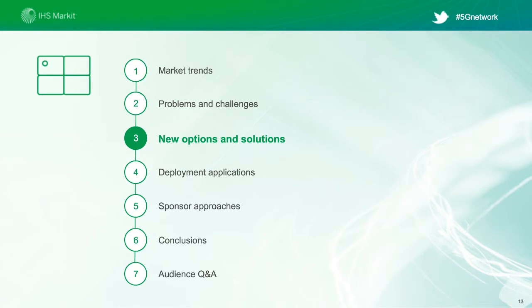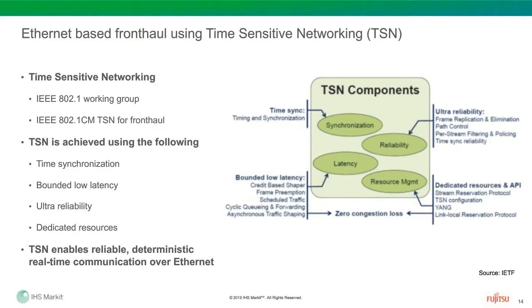Great. Thank you, Richard. Well, the IEEE has defined a series of standards via the 802.1 working group in support of time-sensitive networking, or TSN, to be used for Ethernet-based fronthaul. TSN is achieved using 4 components for time synchronization, bounded low latency, ultra-reliability, and dedicated resources. Time synchronization uses both Sync-E and 1588v2, where TSN network elements can operate as a boundary clock to pass timing and synchronization to remote cell sites.